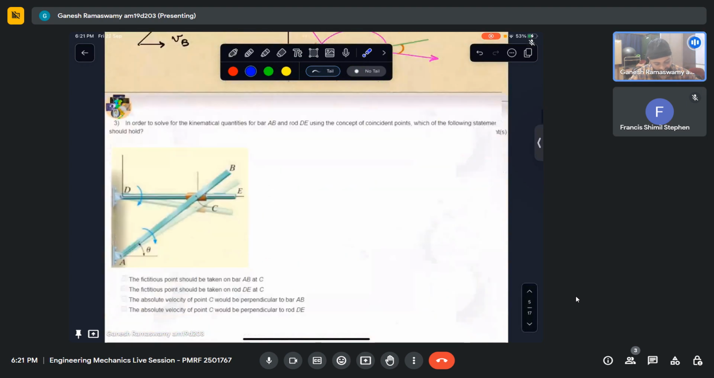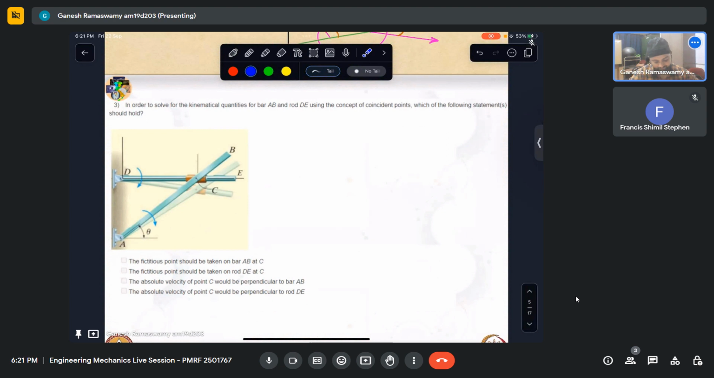Okay, so let us move on to the next question. The question says, in order to solve for the kinematical quantities for the bar AB and the rod BC and the rod DE, there are two rods, using the concept of coincident points, which of the following statements should hold is what is asked.